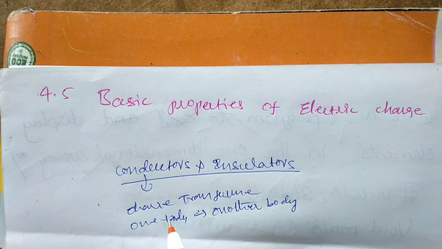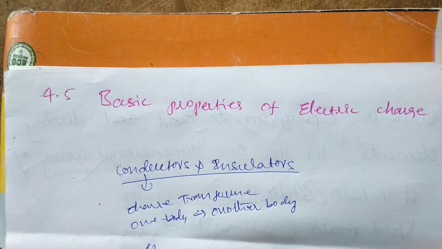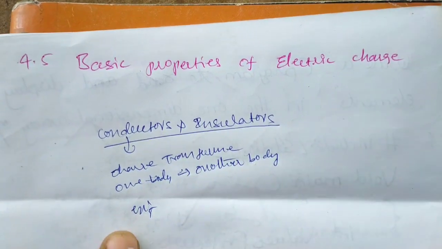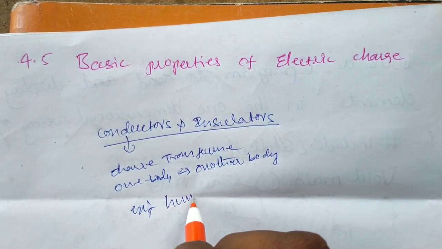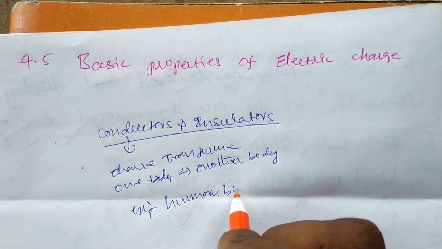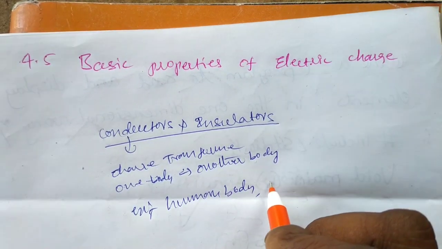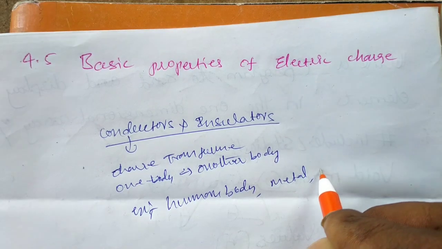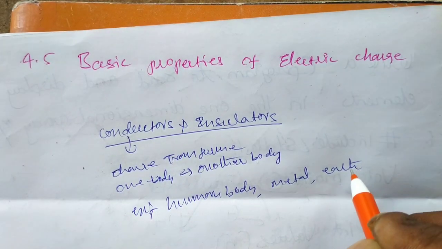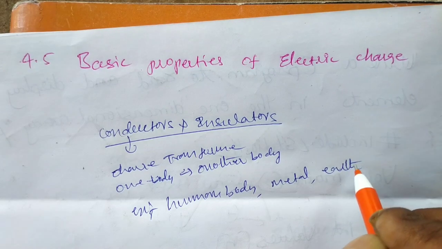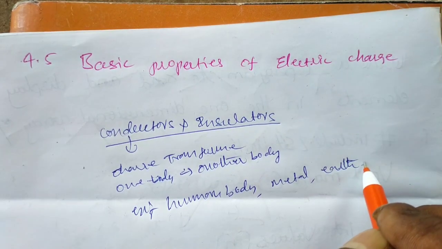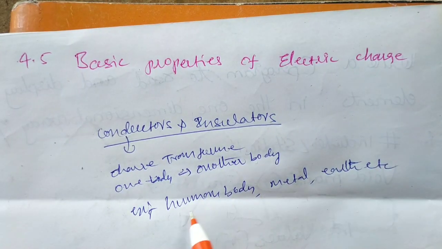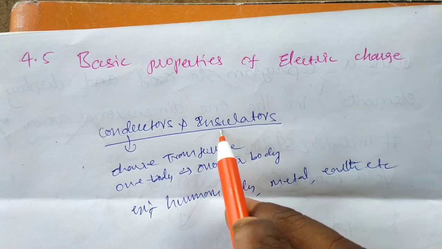Examples are the human body, metals, earth, etc. These are the conductors.